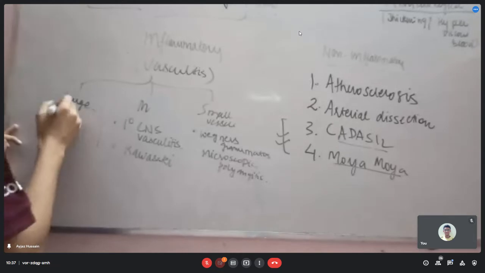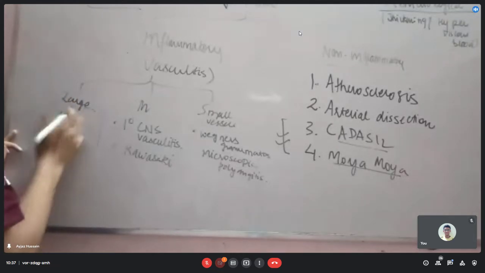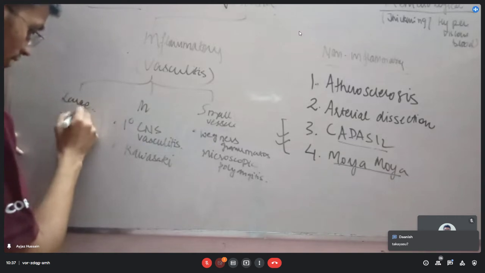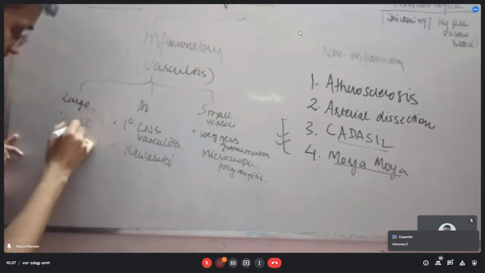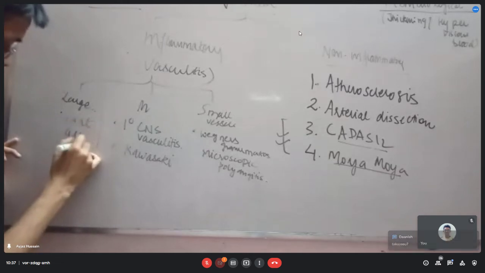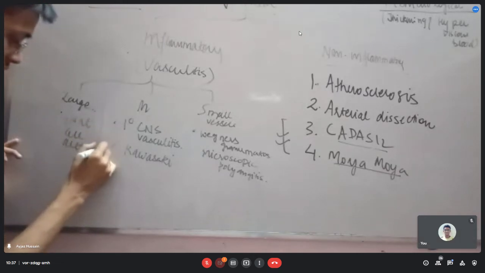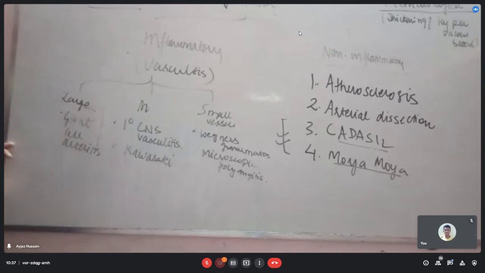Small vessel vasculitis. The two diseases, one is called Takayasu arteritis. Okay, it's called giant cell. It is called giant cell arteritis. Giant cell arteritis, also called temporal arteritis. This is an example of large vessel arteritis.